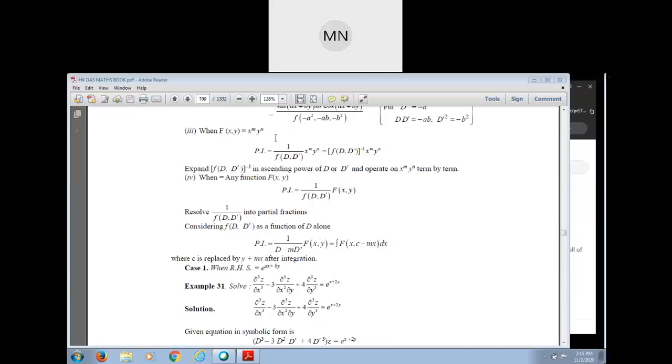So the particular integral equals 1 by f of D comma D dash, whole inverse, x power m y power n. Now you have to expand this with increasing powers of D and D dash and operate on x power m y power n term by term. You have to resolve 1 by f of D comma D dash into partial fractions. So this is actually the method. Now see an example, then it will be clear.